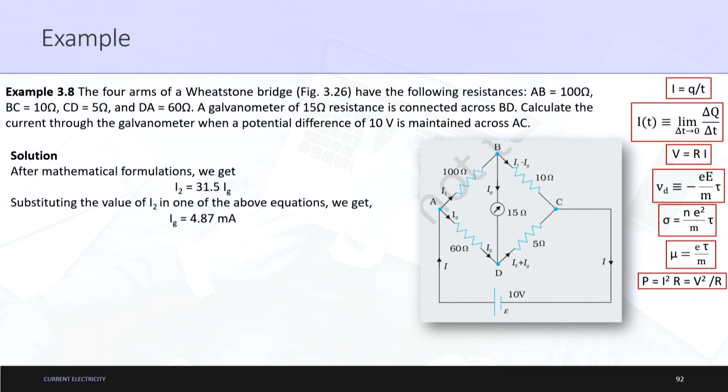After mathematical formulations, we will get that I2 is equal to 31.5 Ig. Substituting the value of I2 in one of the above equations, we get Ig is equal to 4.87 milliamperes. Finally, it is just mathematical formulation. I am leaving the mathematical formulation for you. After mathematical formulation, you can find out the value of Ig is equal to 4.87 milliamperes.